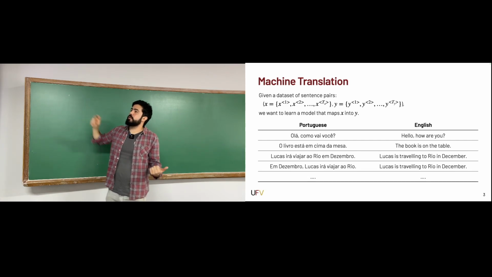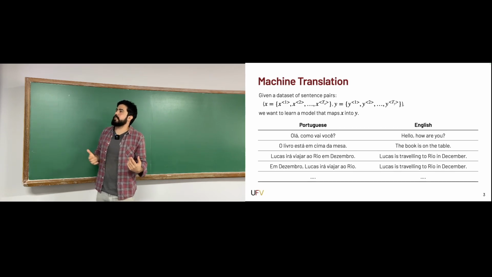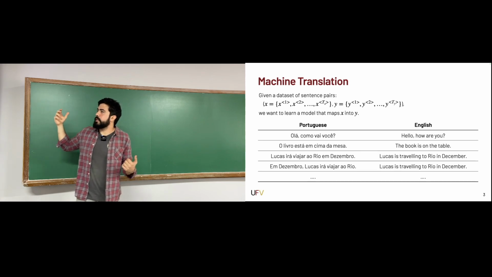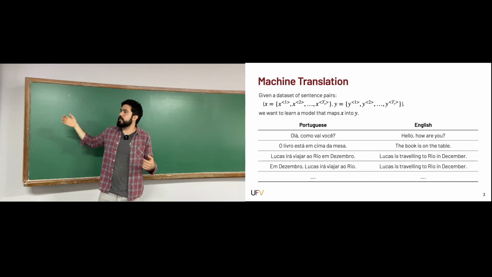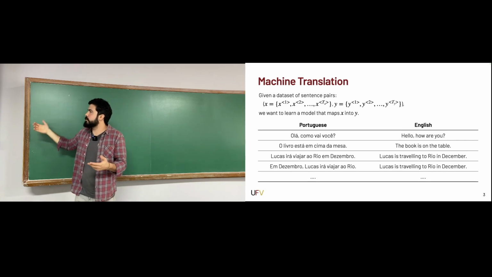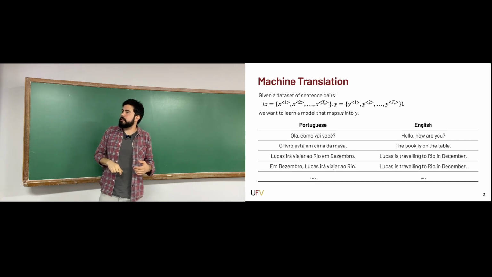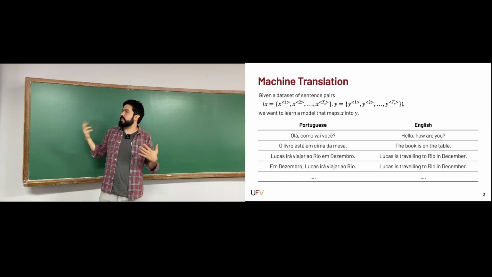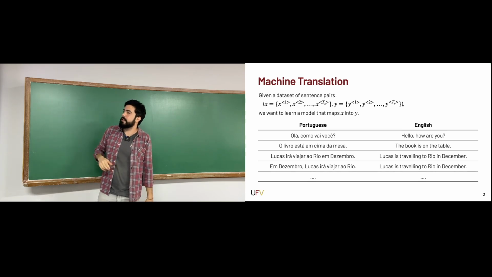So this table is one small example of a data set from Portuguese to English. Here we have 4 sentences: Olá, como vai? Hello, how are you in English. And then o livro está em cima da mesa, the book's on the table. And there is a tricky one here, because the last two are actually different sentences translated in the same way, in this case.